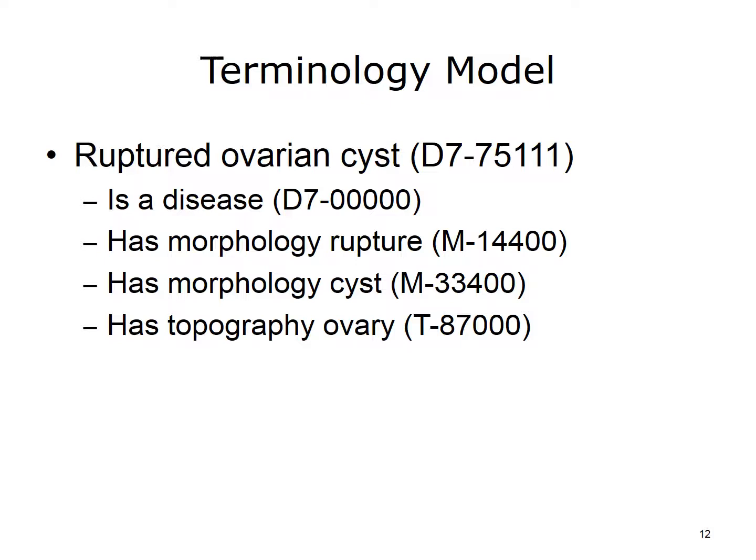Slide 12. Here is an example showing the semantic relationship coding of SNOMED using some of the axes. The highest level code is structured across the multiple axes of SNOMED. In this example, ruptured ovarian cyst SNOMED code D7-75111 is a disease SNOMED code D7-00000 and has morphology rupture SNOMED code M-14400 and has morphology cyst SNOMED code M-33400 and has topography ovary SNOMED code T-87000.